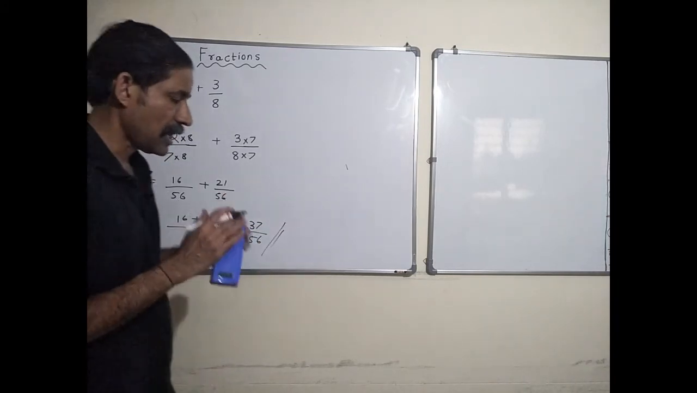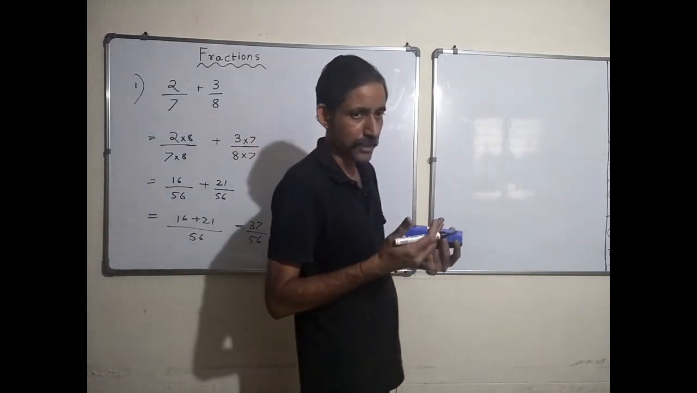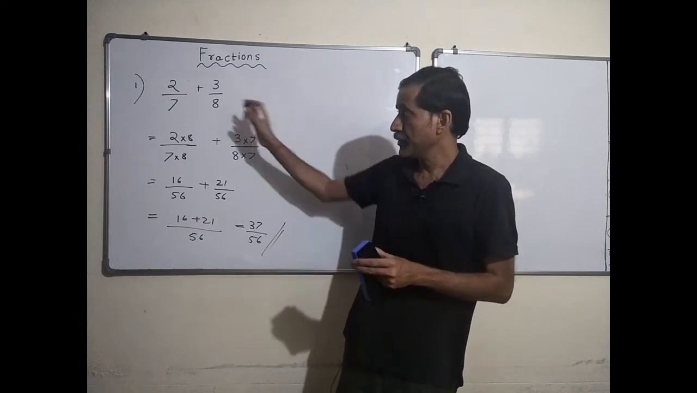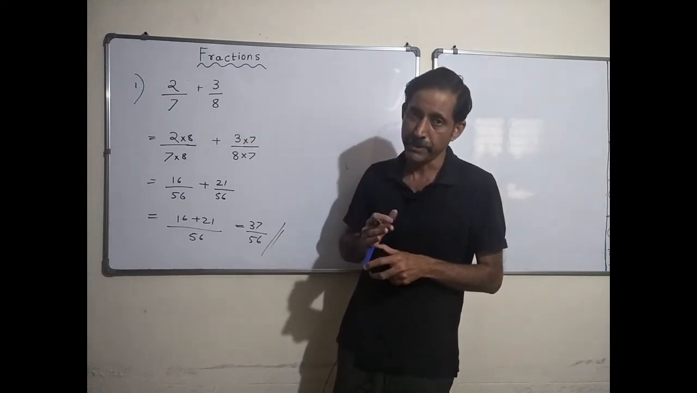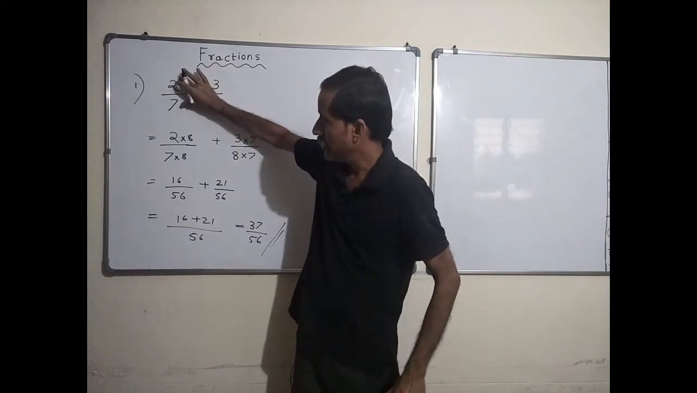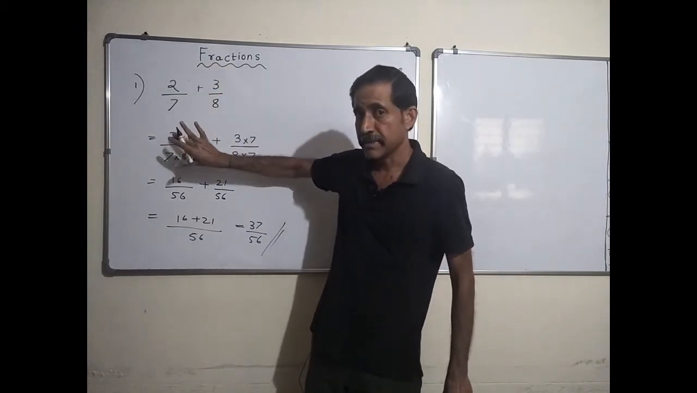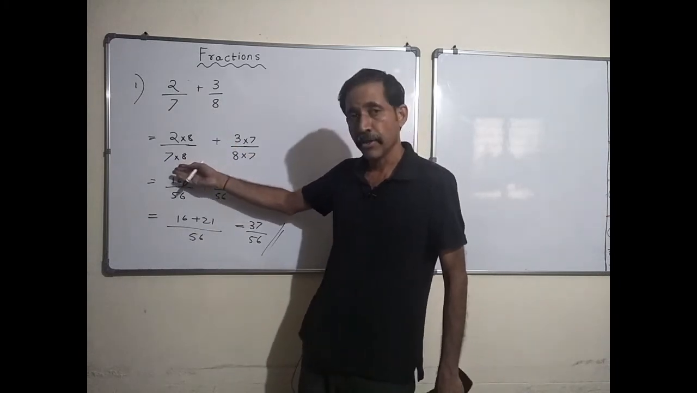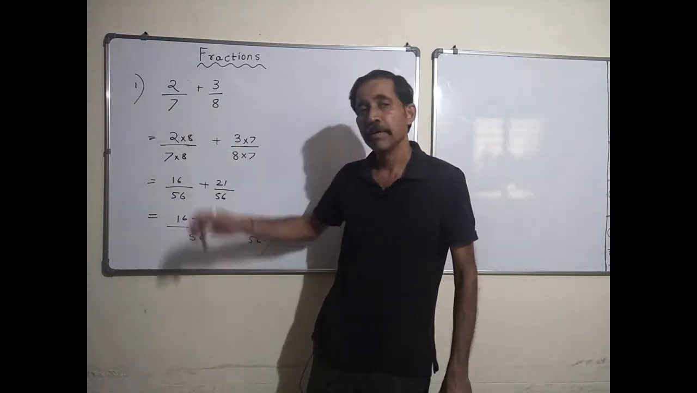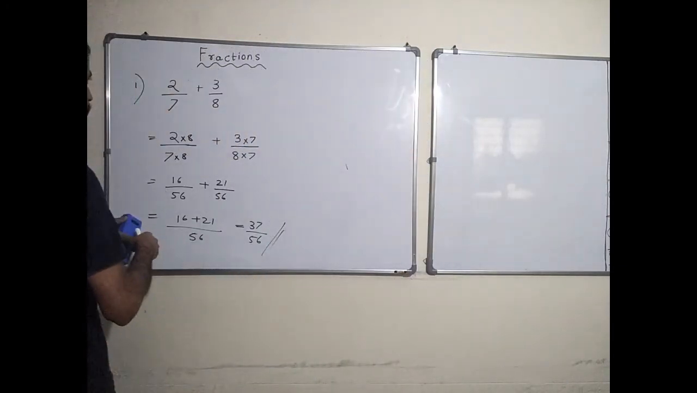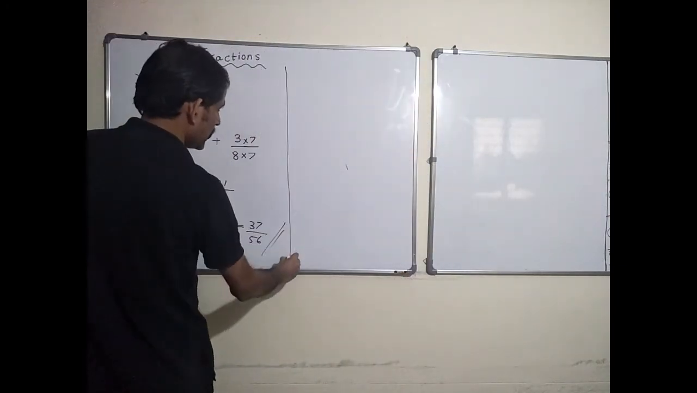So whenever you are asked to subtract or add two fractions, always ensure that you have the same denominator, and ensure that each one remains the equivalent fraction. You multiply something with the denominator, you also multiply the same with the numerator. Okay, good. So this was the first problem. Let's take a look at the second problem.